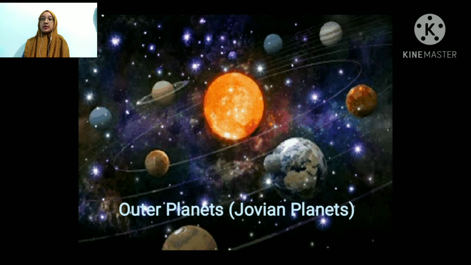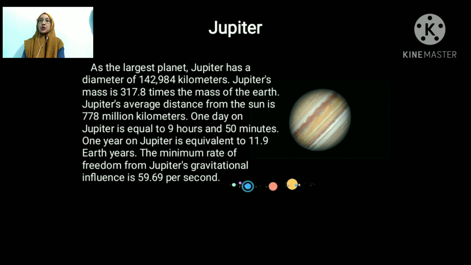Outer planets or Jovian planets. Jupiter. As the largest planet, Jupiter has a diameter of 142,984 kilometers. Jupiter's mass is 317.8 times the mass of the Earth. Jupiter's average distance from the Sun is 778 million kilometers. 1 day on Jupiter is equal to 9 hours and 50 minutes. 1 year on Jupiter is equivalent to 11.9 Earth years. The minimum speed to escape Jupiter's gravitational influence is 59.69 kilometers per second.